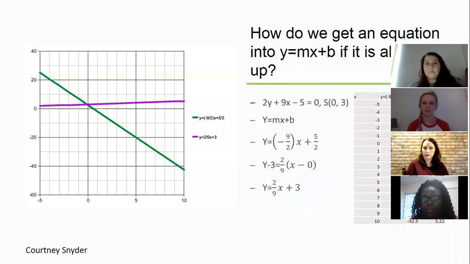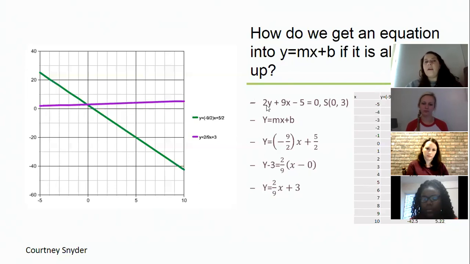How do we get an equation into y equals mx plus b if it is all mixed up? To be able to find the slope of a line, we need it to be in y equals mx plus b format. Now this equation right here is not in that format, so to be able to get it, we want to set the values to y.